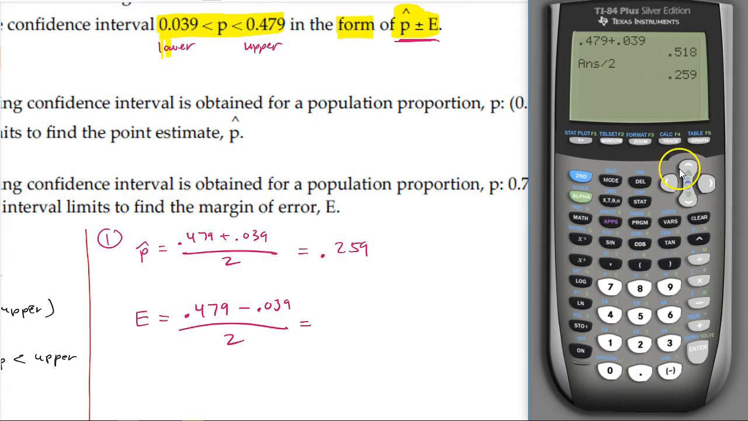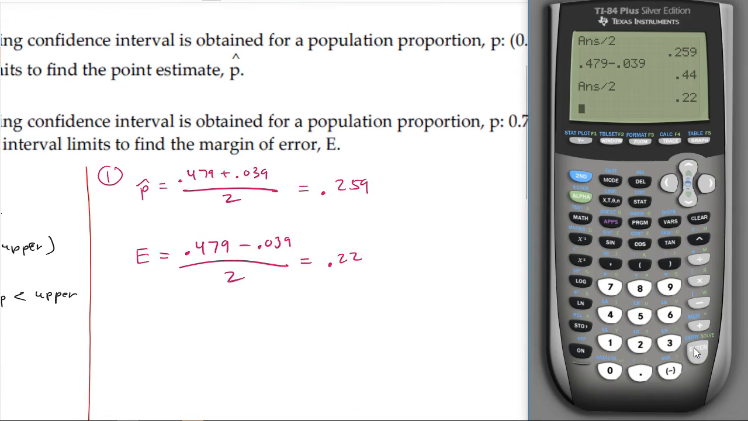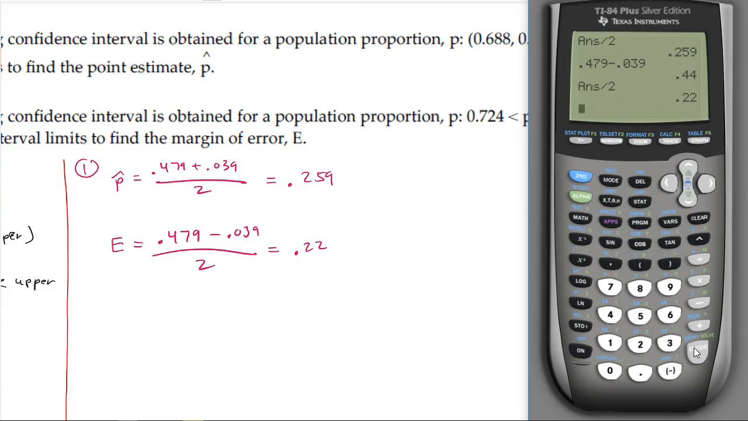For the margin of error, I can retype the numerator, or I can just go up here and copy and paste. Then I'm going to change this to a subtraction, evaluate, and then divide by 2. Again, it's this divided by 2. Okay, so to complete this, the confidence interval in the p hat plus or minus the margin of error format would be 0.259 plus or minus 0.22. Okay, so that was number 1.